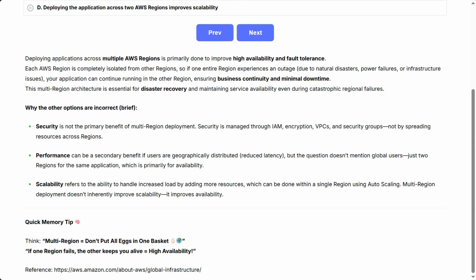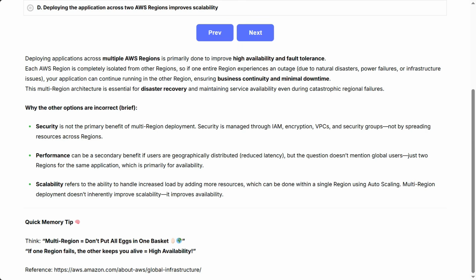catastrophic regional failures. Why the other options are incorrect. Brief. Security is not the primary benefit of multi-region deployment. Security is managed through IAM, encryption, VPCs, and security groups, not by spreading resources across regions. Performance can be a secondary benefit if users are geographically distributed, reduced latency, but the question doesn't mention global users, just two regions for the same application, which is primarily for availability.